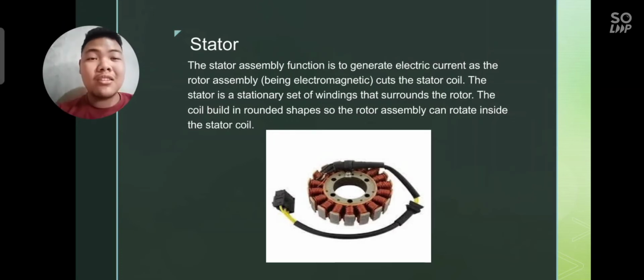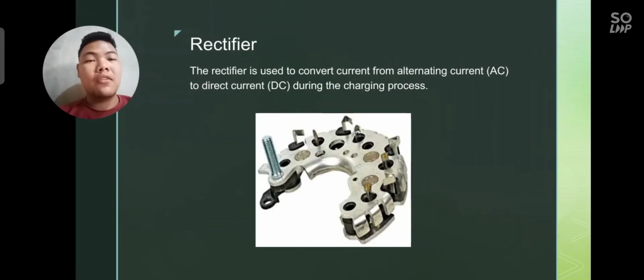The stator is a stationary set of windings that surrounds the rotor. The coil is built in a rounded shape so that the rotor assembly can rotate inside the stator coil. The rectifier is used to convert current from alternating current AC to direct current DC during the charging process.